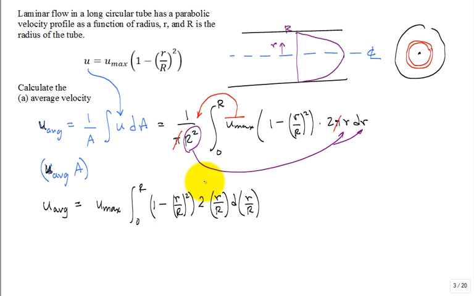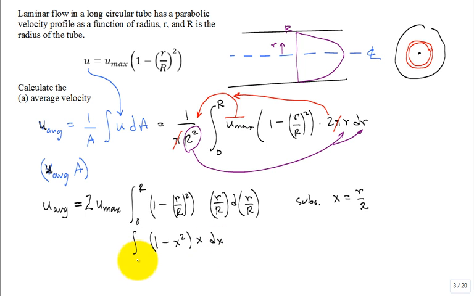That 2 I should also move outside. Let me move that 2 outside the integral as well. So let's move that 2 out. So I have 2 u max, etc. At this point, you substitute. Let x, a new variable of integration, equal r over capital R. And then what you find is that this integrand becomes 1 minus x squared times x dx.